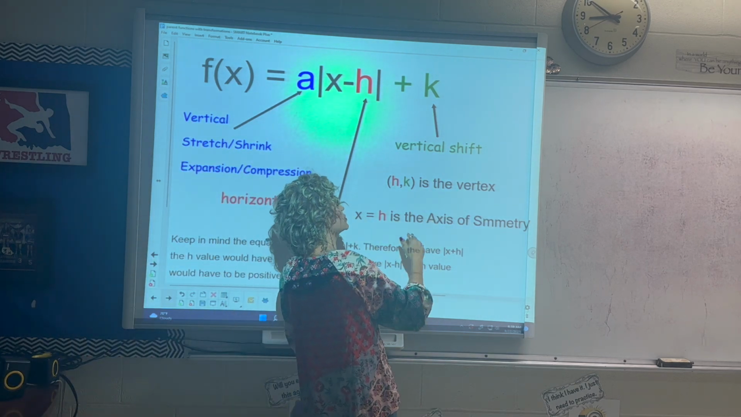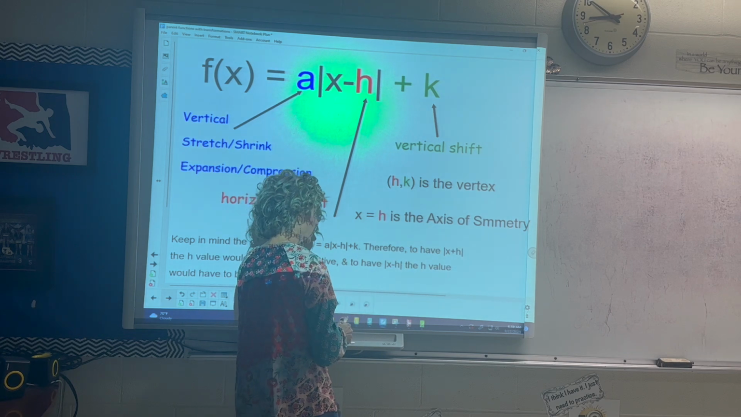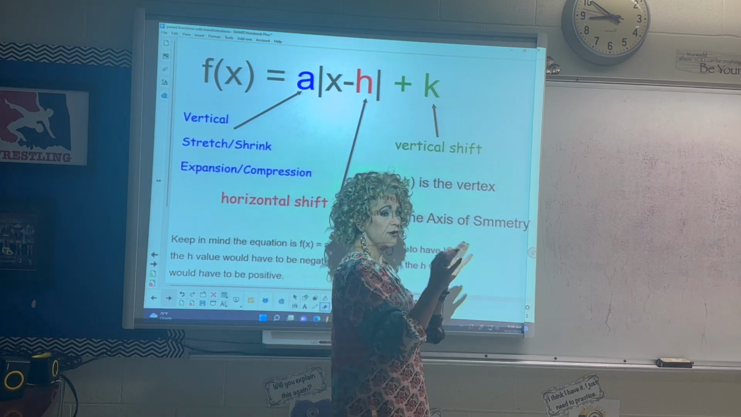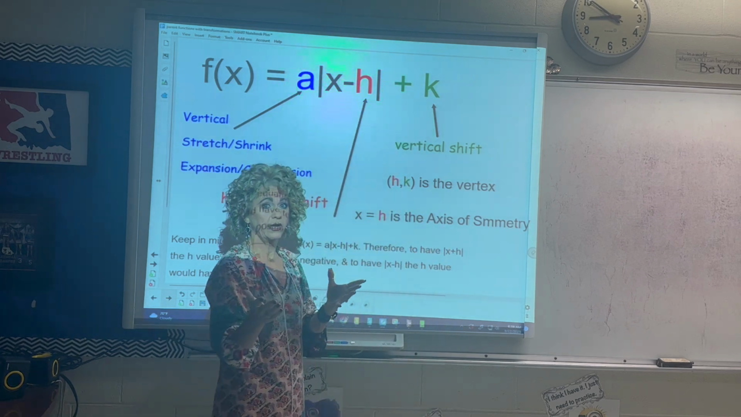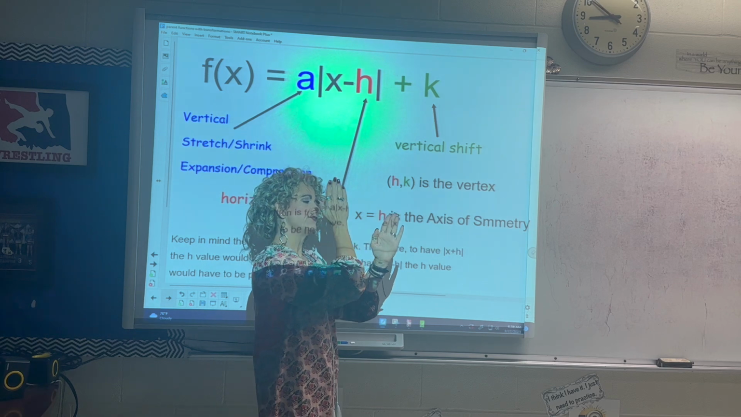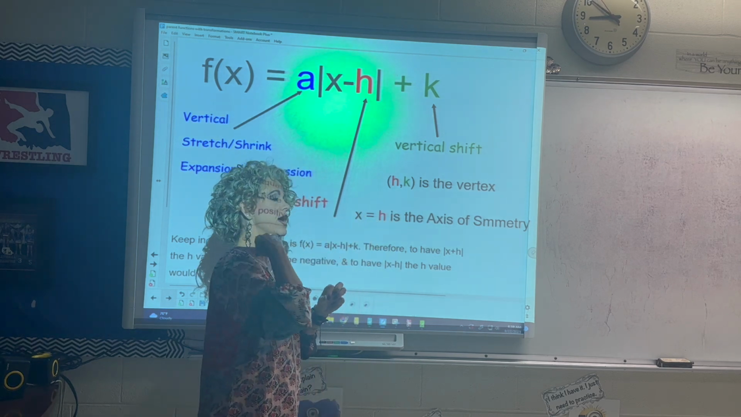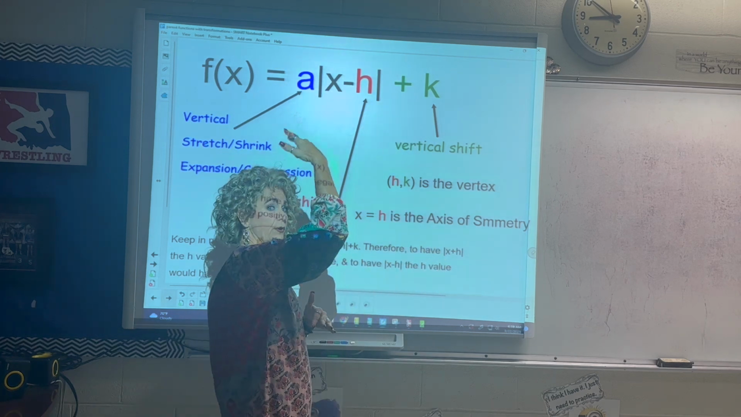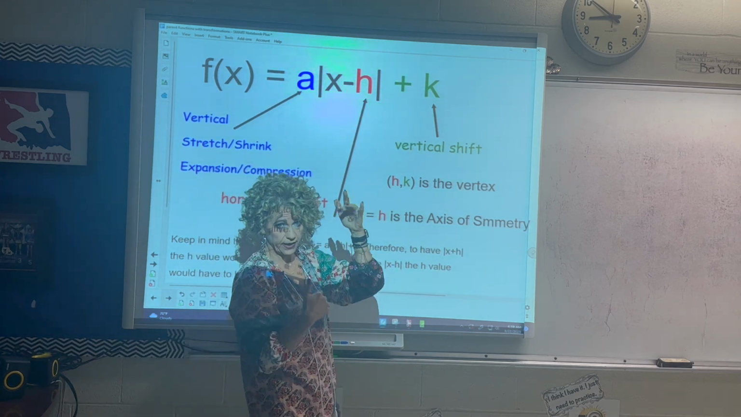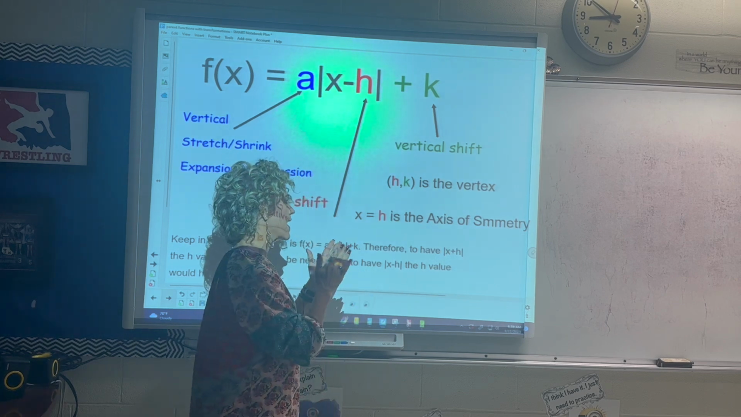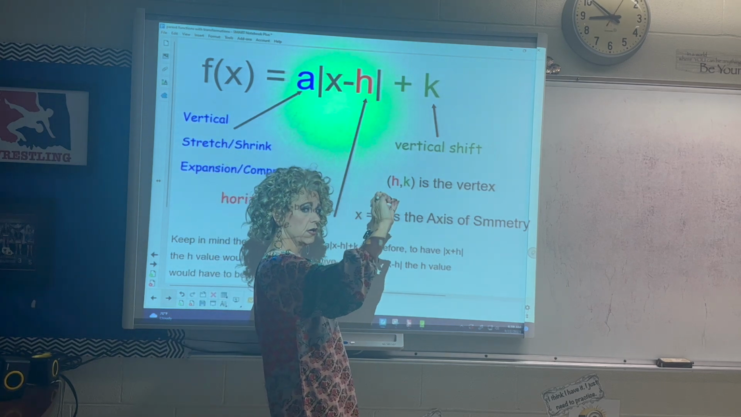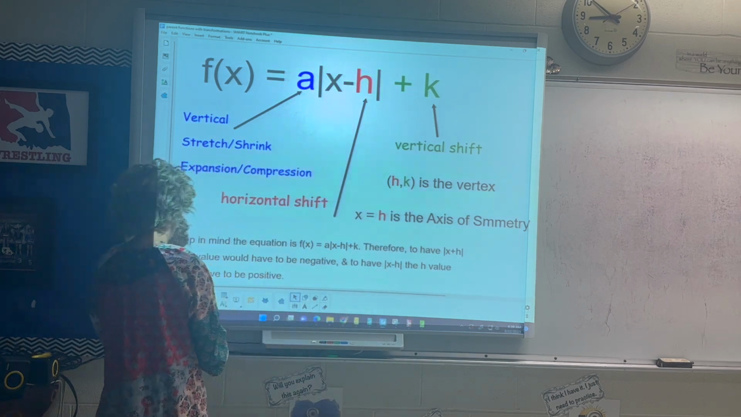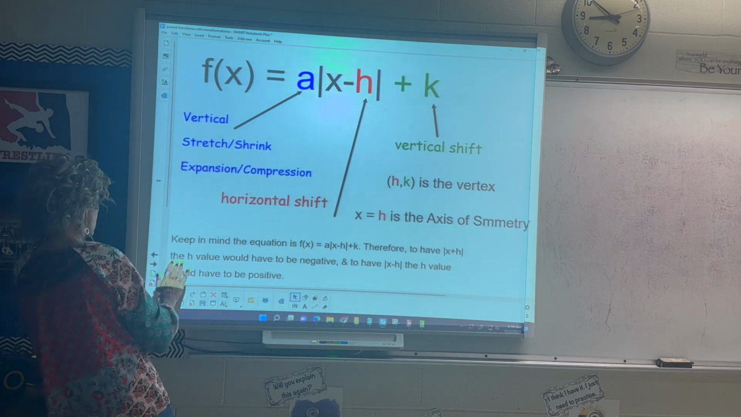X equals H, my H value, is the axis of symmetry because it goes right down the middle. The axis of symmetry says if I fold my graph, regardless of what it is, along that axis of symmetry, every point on the left matches up with every point on the right, or every point up at the top matches every point at the bottom. Doesn't really matter. An axis of symmetry means I fold it along that line, every point will match, okay? We also, and notice this is color-coded.